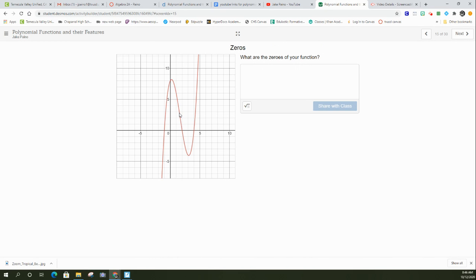Okay, so here's that same graph. What are the zeros of the function? Well, the zeros are -1, 2, and 4. Zeros are when x equals -1, 2, and 4.